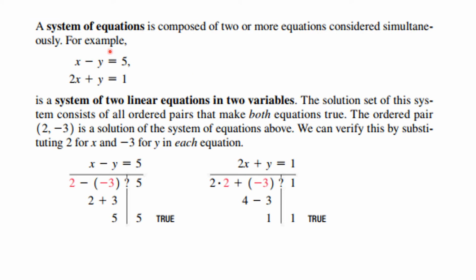A system of equations is two or more equations that have to be solved simultaneously. Here's an example of a system of two linear equations in two variables. The only thing that is a solution is something that makes both equations true. So for example, we will find that (2, -3) is a solution to these equations because when we substitute into the first equation and into the second equation, they both are true.